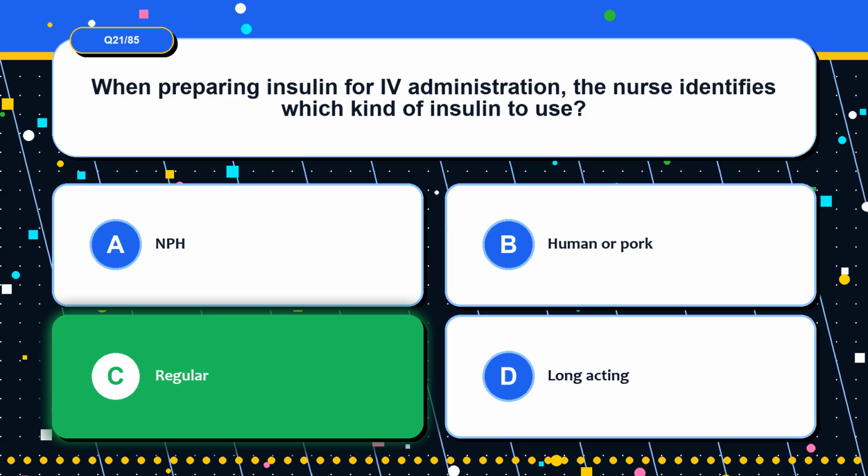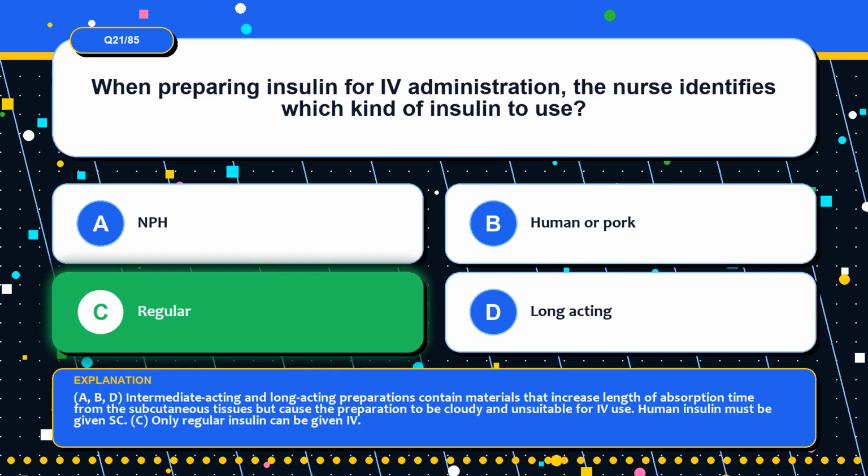The correct answer is option C, regular. A, B, D. Intermediate-acting and long-acting preparations contain materials that increase length of absorption time from the subcutaneous tissues but cause the preparation to be cloudy and unsuitable for IV use. Human insulin must be given as C. C. Only regular insulin can be given IV.